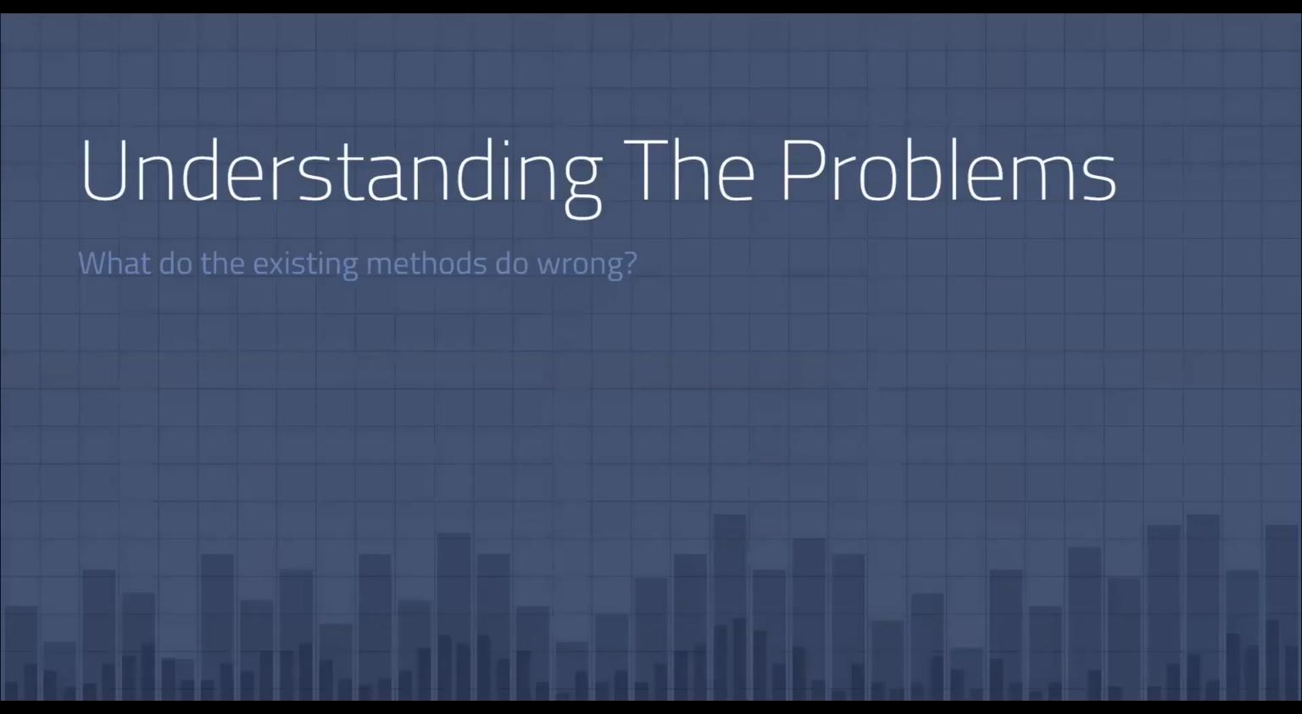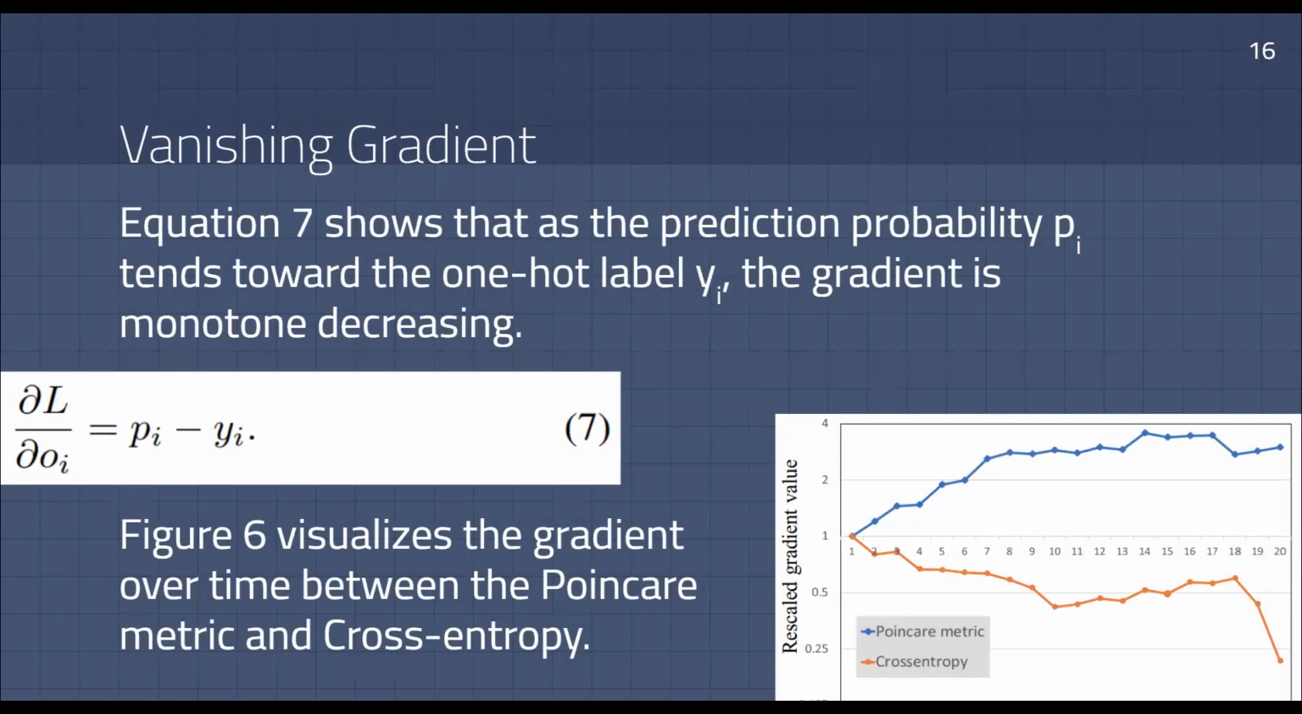So now that we've seen some existing methods for producing adversarial examples, what are their pitfalls and what can be improved? The first issue is the vanishing gradient problem, which is the process of the gradient tending towards zero as iterations go on. This equation here shows this. As the prediction probability gets closer to the target label, the gradient decreases monotonically. And this is one of the factors that leads to noise curing. So in the figure, you can see that the Poincare metric is substantially better at avoiding the vanishing gradient problem than cross entropy. It doesn't decrease a whole lot as iterations go on.